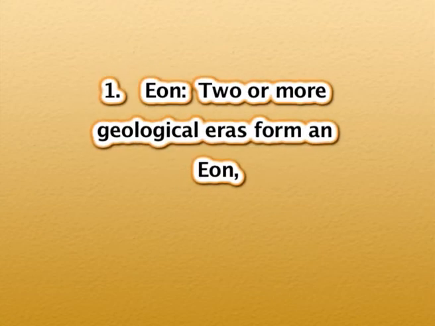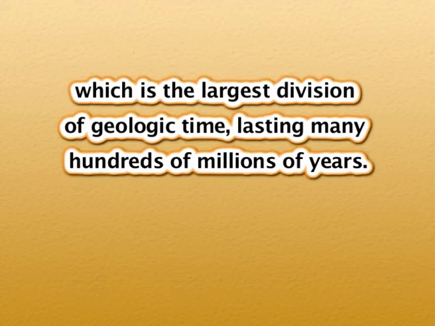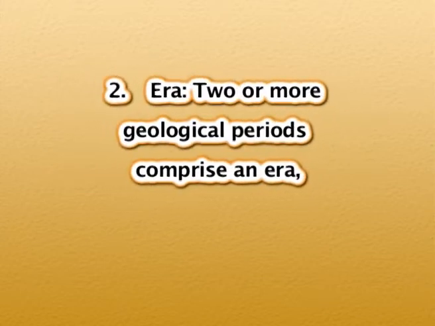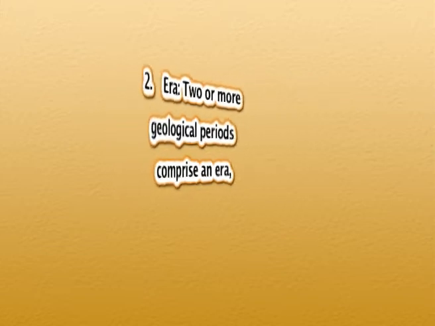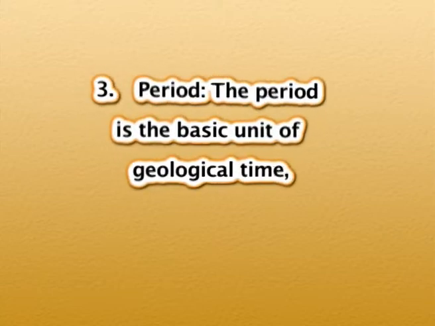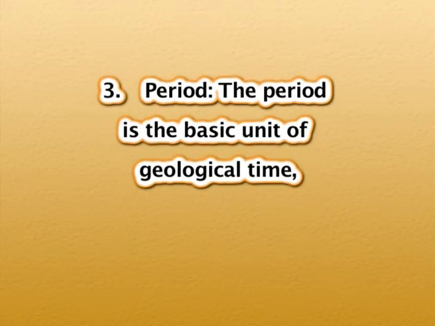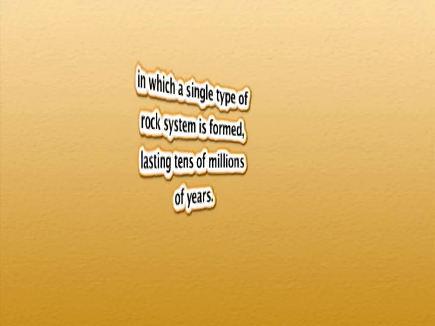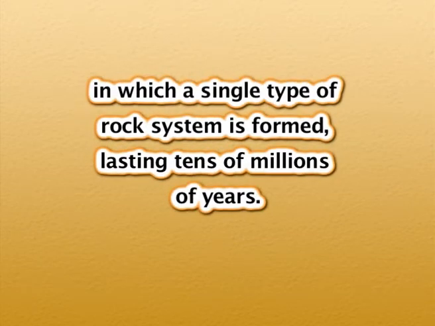Now, the main time divisions of the geological time scale. Number 1, eon. Two or more geological eras form an eon, which is the largest division of geological time, lasting many hundreds of millions of years. Another is era. Two or more geological periods comprise an era, which is hundreds of millions of years in duration. Another time scale is period. The period is the basic unit of geological time in which a single type of rock system is formed, lasting tens of millions of years.